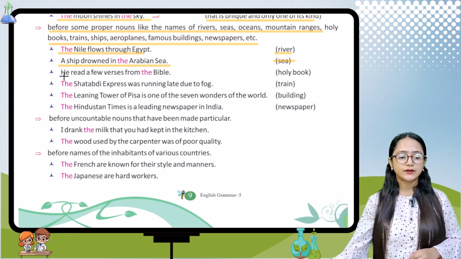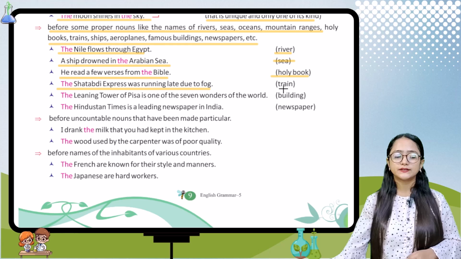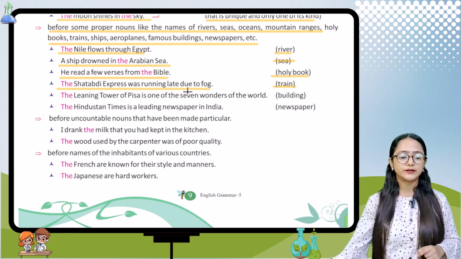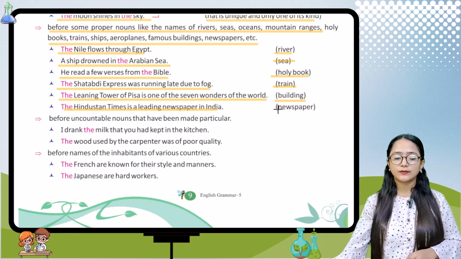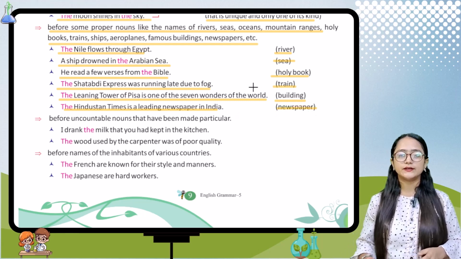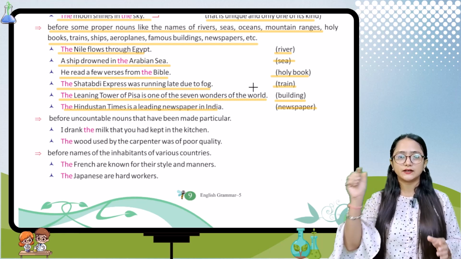Next one, he read a few verses from the Bible. Now what is this Bible? Bible is a holy book. Next is the Shatabdi Express was running late due to fog. Shatabdi Express is a train, so you have to use the before it. Next one, the Leaning Tower of Pisa is one of the seven wonders of the world. Here it is talking about a building. Next one, the Hindustan Times is a leading newspaper in India. This is talking about a newspaper. So here you can clearly see that with the definite thing, the particular thing, the famous thing, you are using the article the.